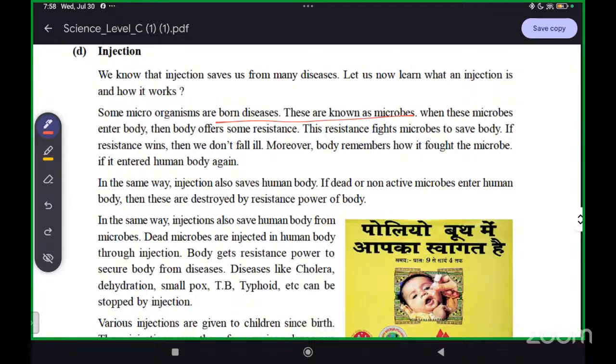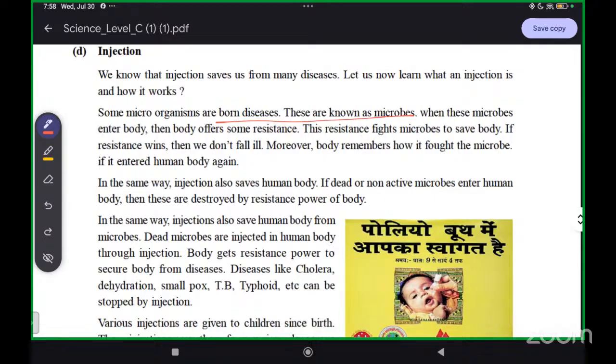Again, when these microbes enter the body, then our body offers some resistance, and this resistance fights the microbes to save our body. If resistance wins, then we don't fall ill. Moreover, the body remembers how it fought the microbe if it entered the human body again. In the same way, injection also saves the human body. If dead or non-active microbes enter the human body, then these are destroyed by the resistance power of our body.